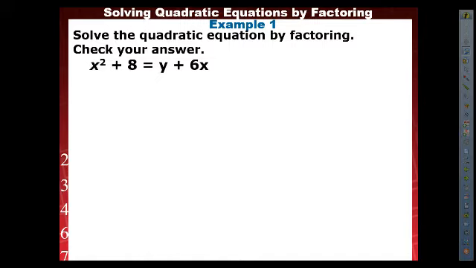Example 1. Solve the quadratic equation by factoring and check your answer. They give us the equation x squared plus 8 equals y plus 6x. It says, example 1, solve the quadratic equation by factoring, check your answer. x squared plus 8 equals y plus 6x. Copy that.